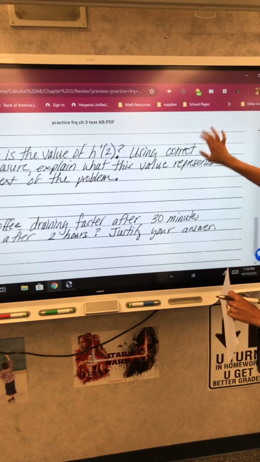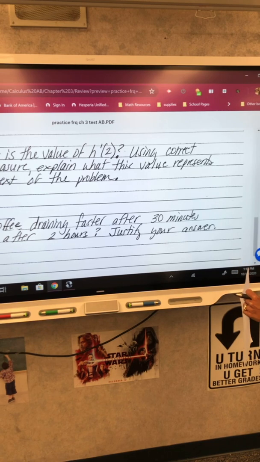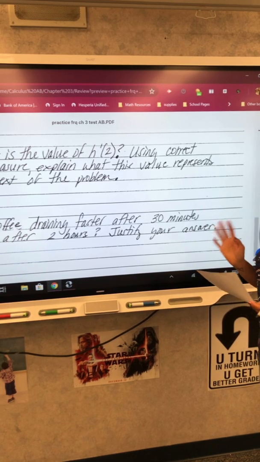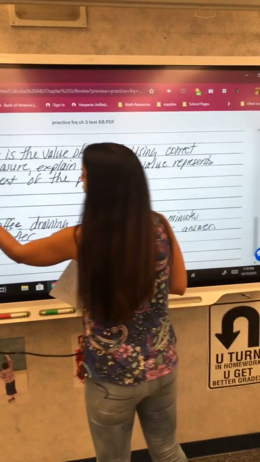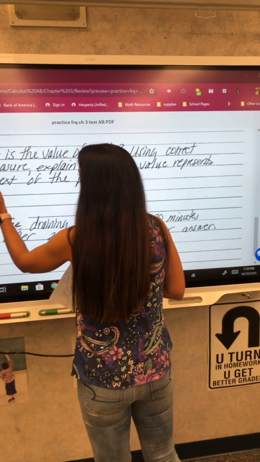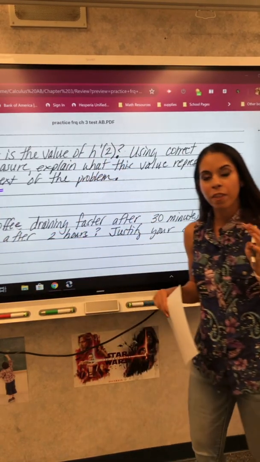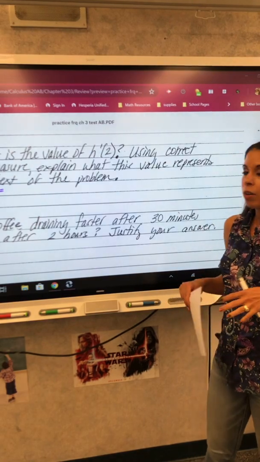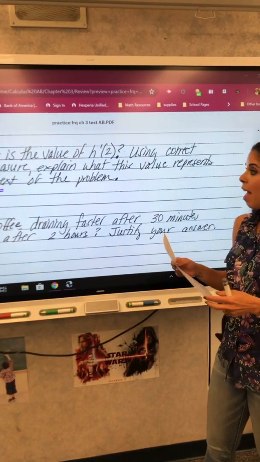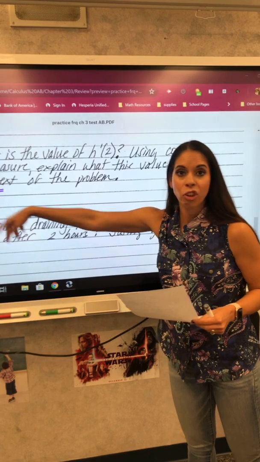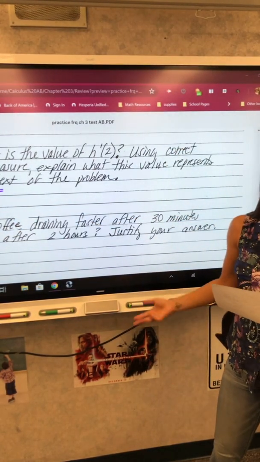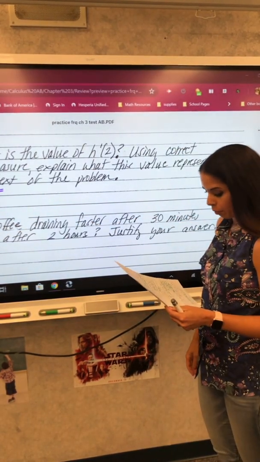On to part C. What is the value of H prime of 2 using correct unit measure? Explain what this value represents in context of the problem. For this one, you're gonna be using your graphing calculator. So we need to find h prime of 2, which means in our calculator, we need to put the function in there, and then its derivative, and then figure out when x is 2, what's h prime of 2? What's the y value?